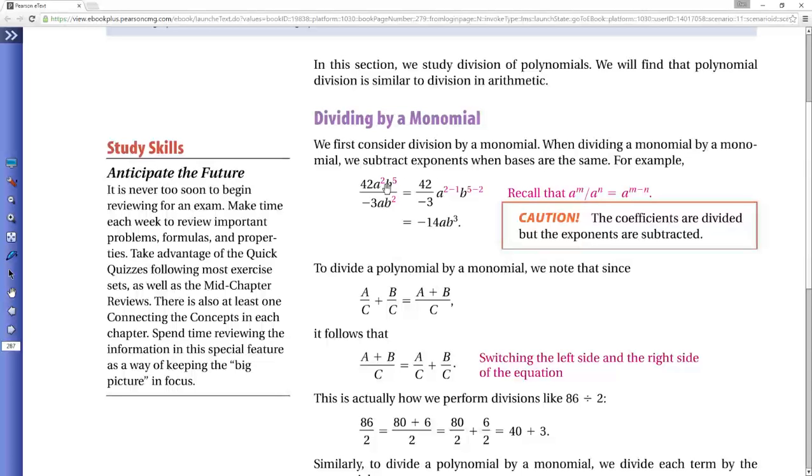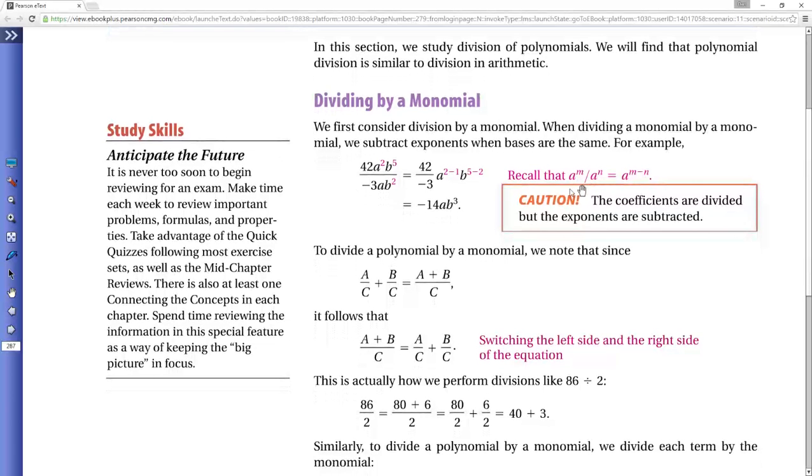It says, first consider division by a monomial. It says when dividing a monomial by a monomial, we subtract the exponents when the bases are the same. That's basically the rules of powers. So they got that rule that they're reminding us of. And I don't know if this is a good caution or not. The reality is that we do the same thing with constants too.